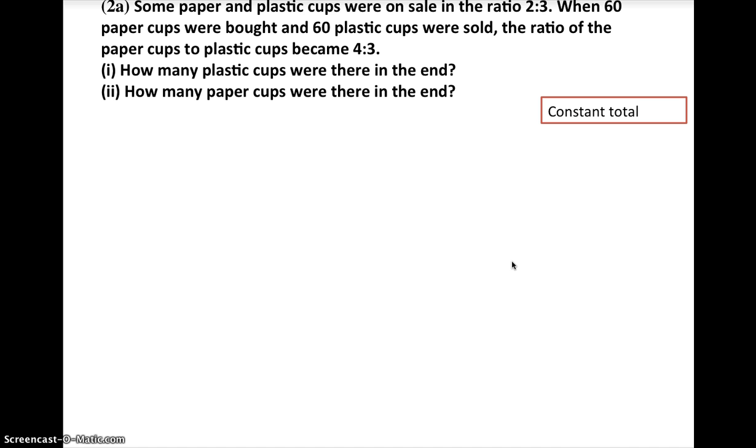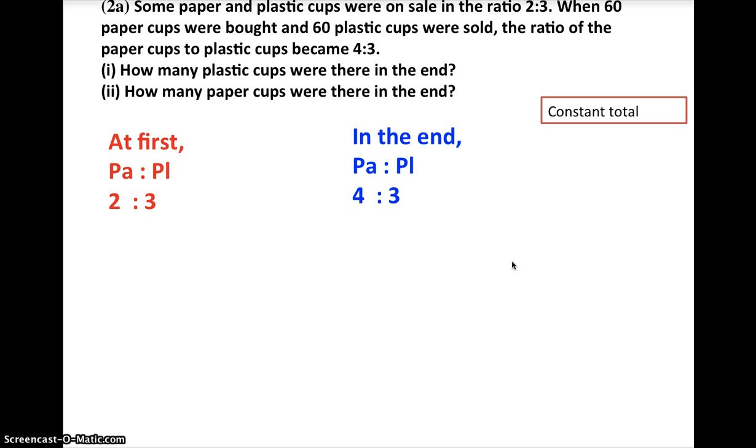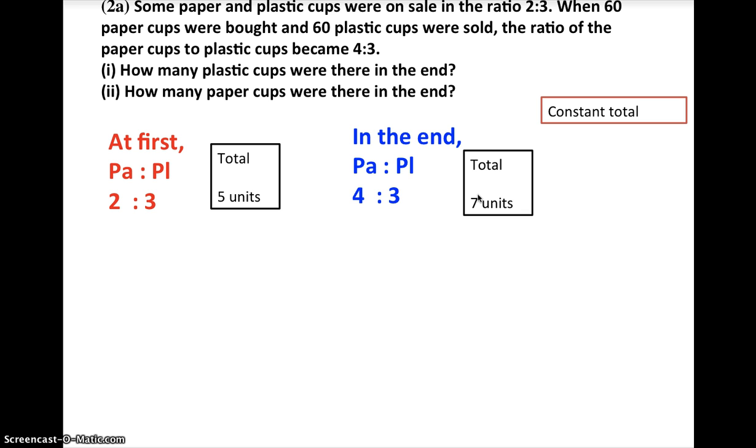Okay, so let's quickly write down the ratios. At first, paper cups to plastic cups 2:3. In the end, paper cups to plastic cups is 4:3. So since the total is constant, let's find the total number of units for the first ratio. So 2 units plus 3 units would be 5 units. And let's find the total number of units for the second ratio. 4 units plus 3 units is 7 units. So obviously both the total units are different now and we need to make them constant.